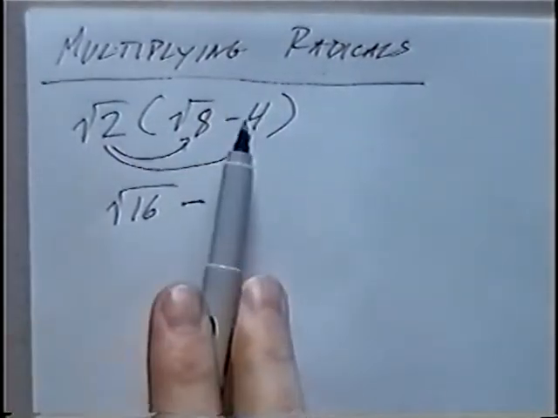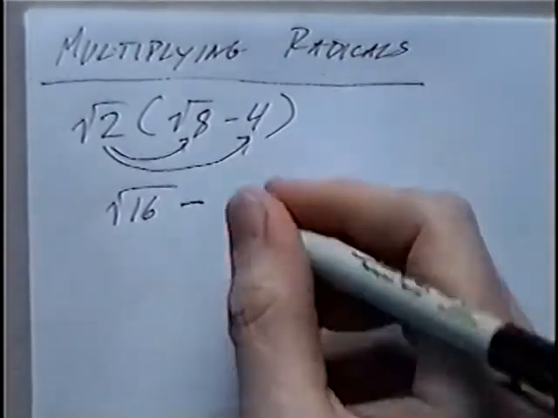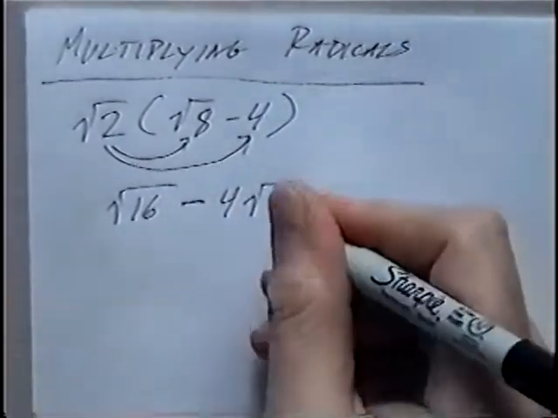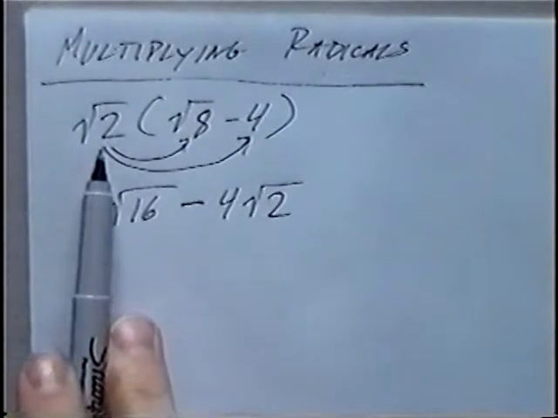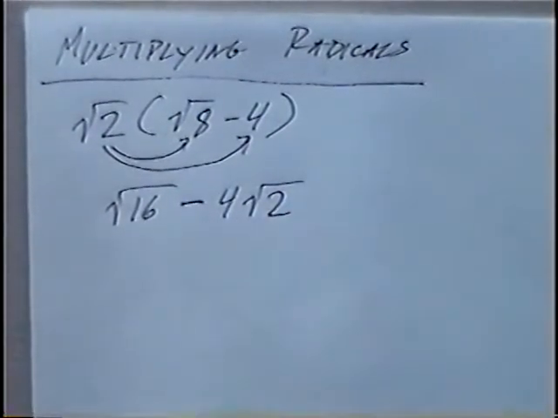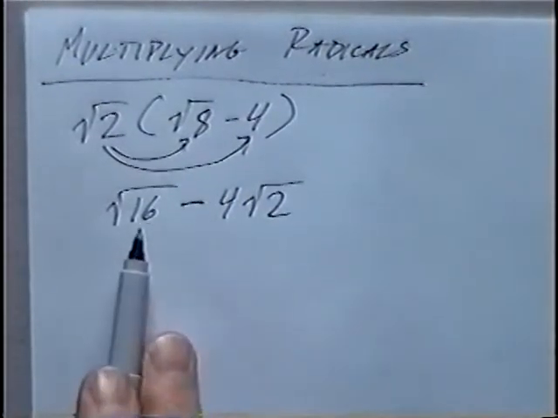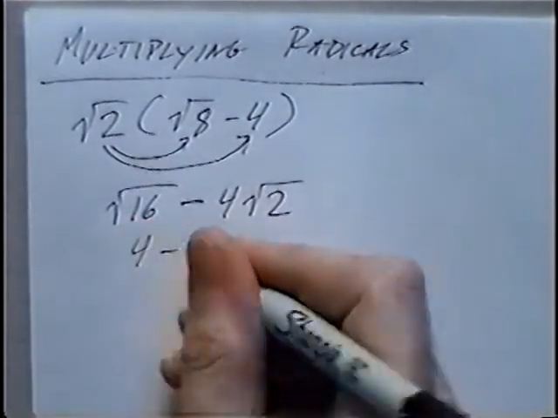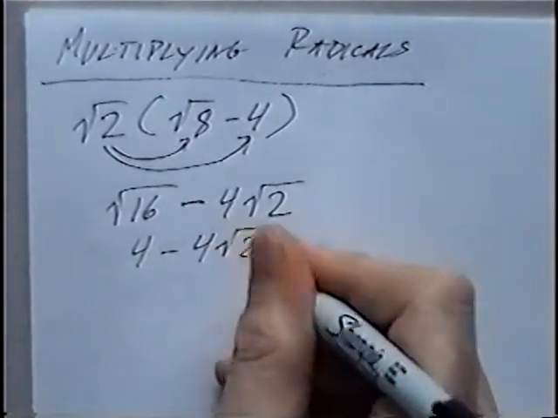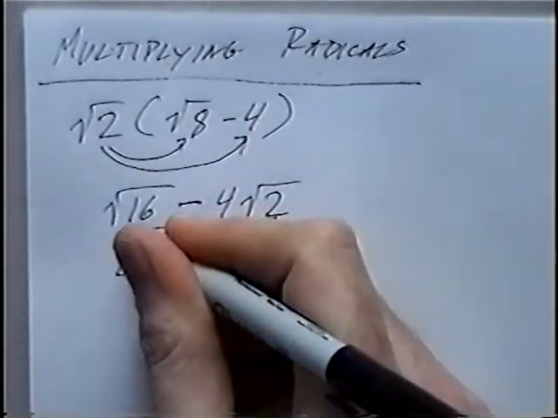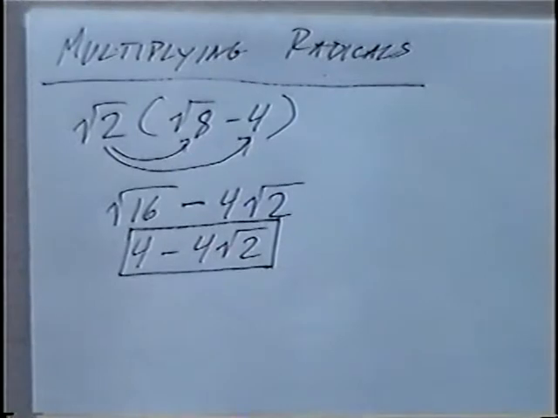Multiplying a radical 2 times a number that's not inside the radical, that number 4 would go outside the radical, and the 2 would stay inside the radical. So radical 2 times negative 4 would be negative or minus 4 radical 2. Simplifying this problem, radical 16 or square root 16 would be equal to 4, and radical 2 cannot be simplified. So our final answer would be 4 minus 4 radical 2.